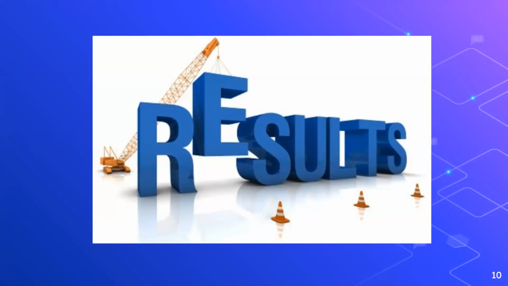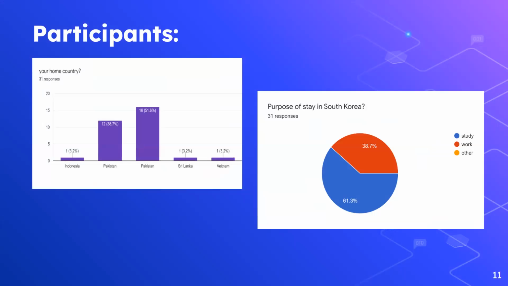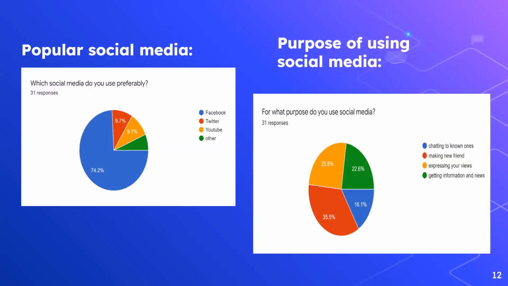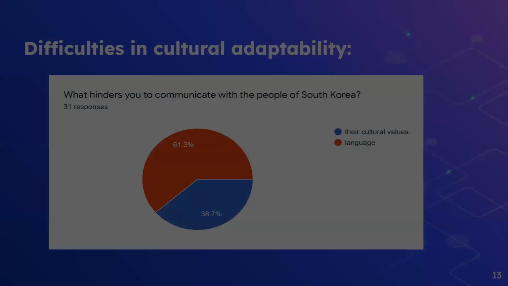So here are the results of the survey. The majority of participants in my study group were from Pakistan and came to Korea for study. Almost 40% of participants were from the worker class. The most popular social media among participants is Facebook, followed by Twitter and YouTube. The motivation for using social media is socialization, that is chatting with friends and making new friends. Others use it to express themselves and to get news and information.